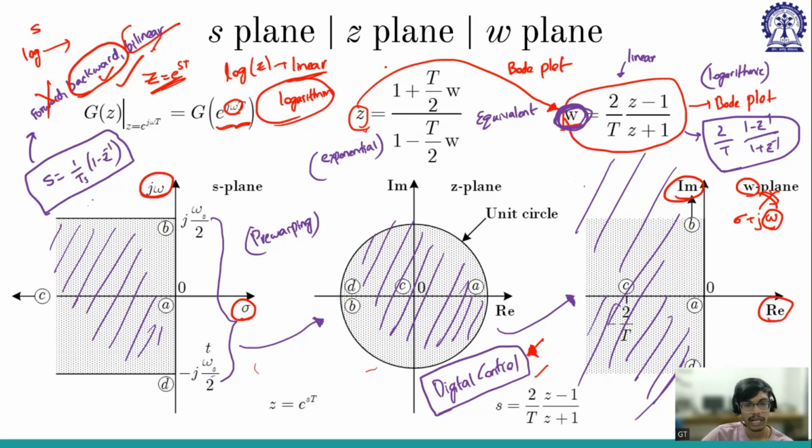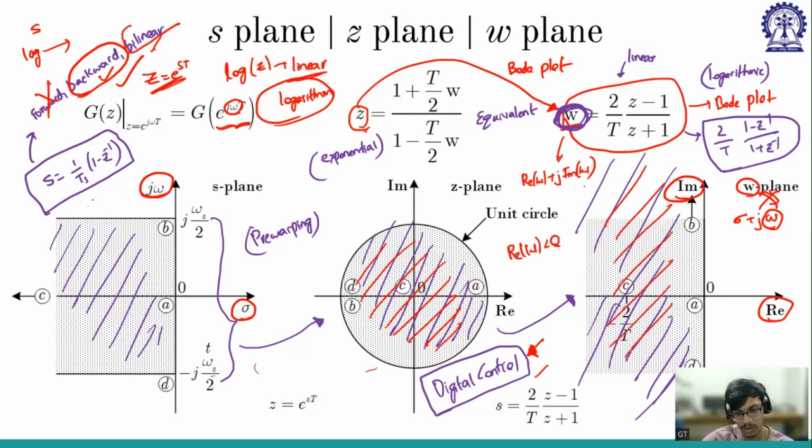We are transforming it into another domain, which is the W domain, and it is also linear. So it also has some real part of W plus j into the imaginary part of W. So again, if the real part of W is less than 0, then it is stable. So mod Z less than 1 implies that the real part of W is less than 0. So here also the stability will be retained.